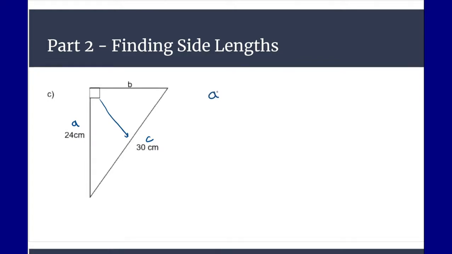We're still going to treat it the same way. We're going to start off by using our Pythagorean theorem formula. A squared plus B squared equals C squared. The only difference now is we're substituting into different spots. We're still substituting in for A. So A squared we can replace with 24 squared plus B squared, still unknown, now equals 30 squared.